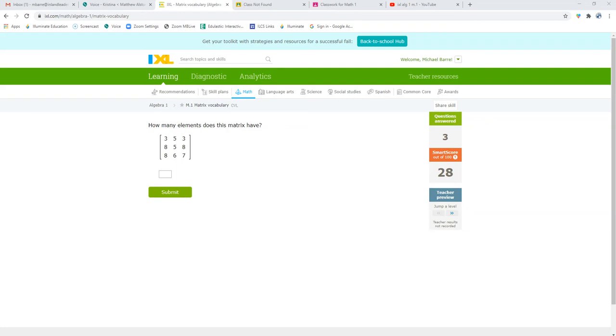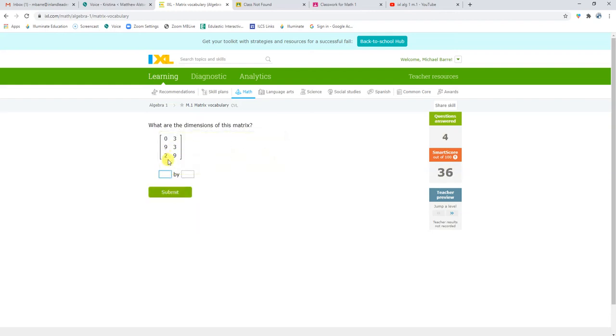So an identity matrix would be like 1, 0, 0, 0, 1, 0, 0, 0, 1. An identity has a bunch of ones on the diagonal, and it's always like a perfect square. It's like a 3 by 3 or a 2 by 2 to get an identity matrix. How many elements does this thing have? This has 9 elements in it. 3 by 3 is 9.